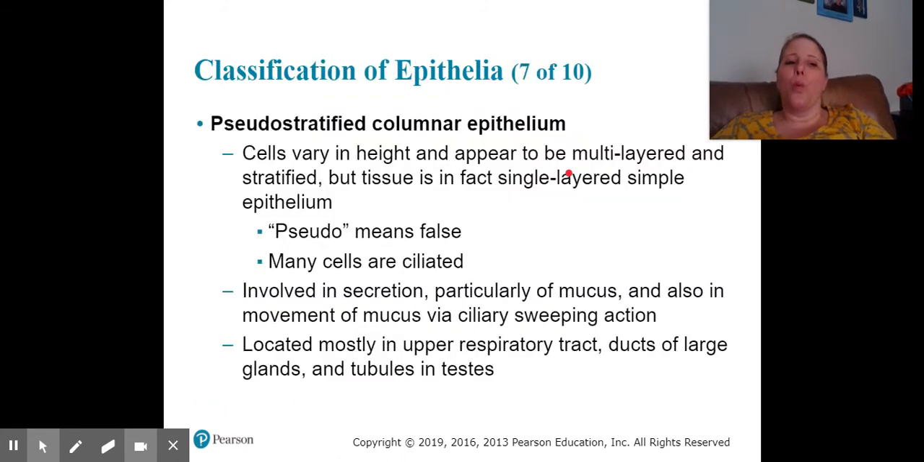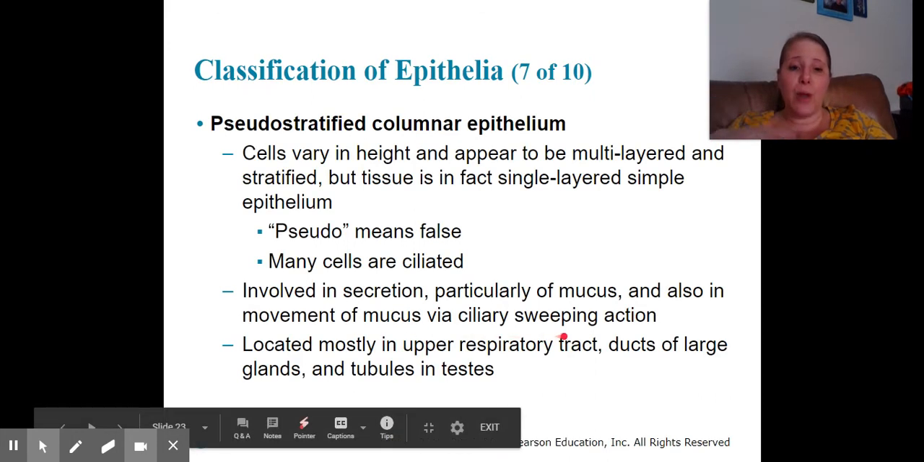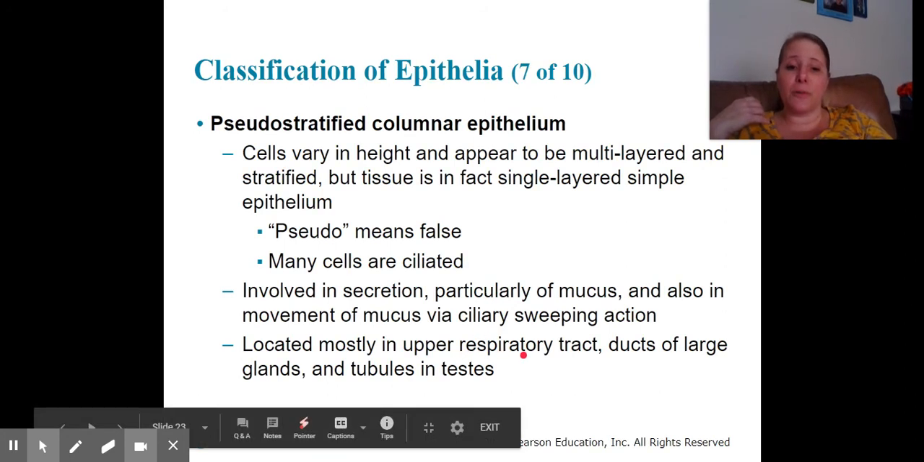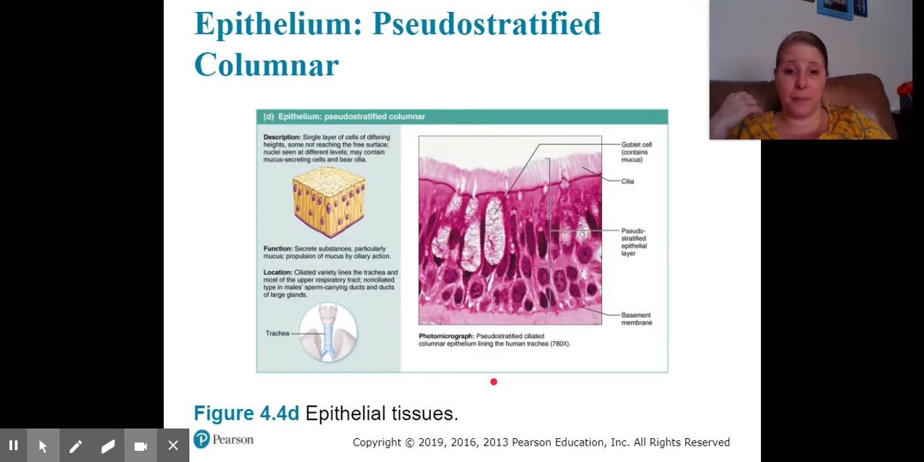All right. Now, I didn't mention pseudostratified when I said stratified or simple. Pseudostratified is one cell layer thick, but it looks like many layers. So it is falsely layered. They're not nice and even the way it is in simple, and they usually have cilia, big long things to move. They're specifically involved in mucus and they help sweep away, specifically moving away that stuff in your respiratory tract. So your upper respiratory tract, the ducts of your large glands, and the tubules of the testes have the pseudostratified.